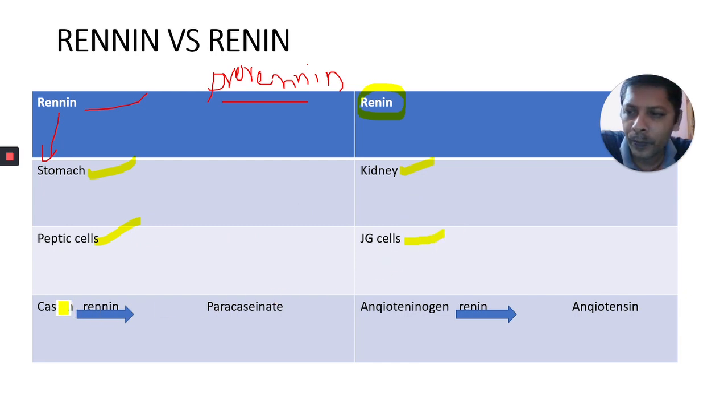And what is the function of rennin? It converts casein, a milk protein, into calcium para-caseinate in the presence of calcium ions. Next, what is the function of renin from the JG cells? It converts angiotensinogen. Angiotensinogen is an inactive protein produced by the liver, which is converted to the active form called angiotensin by renin. Those are the differences between rennin and renin.